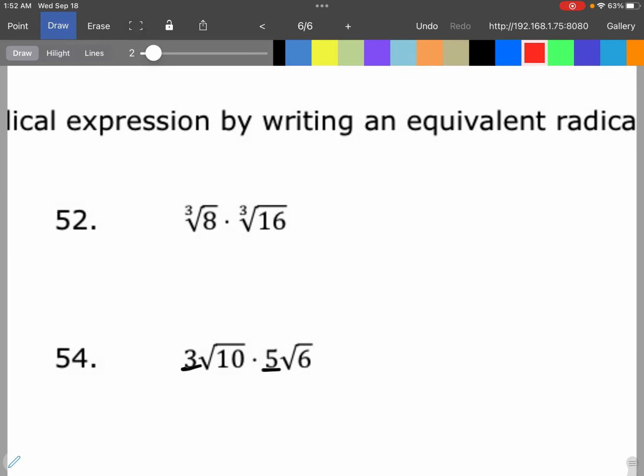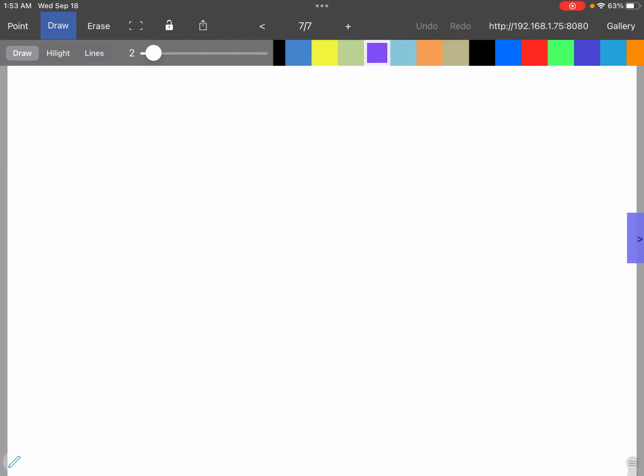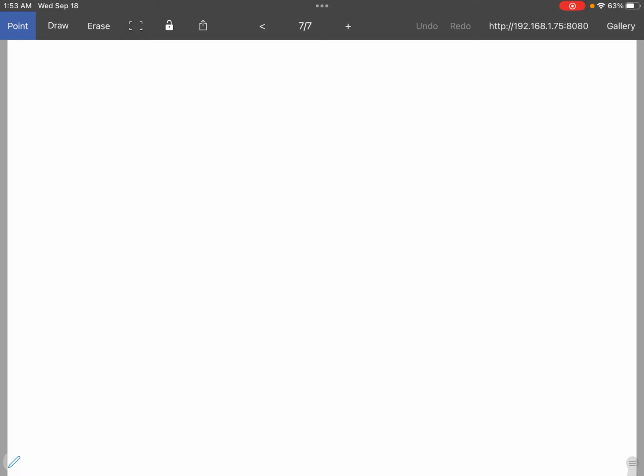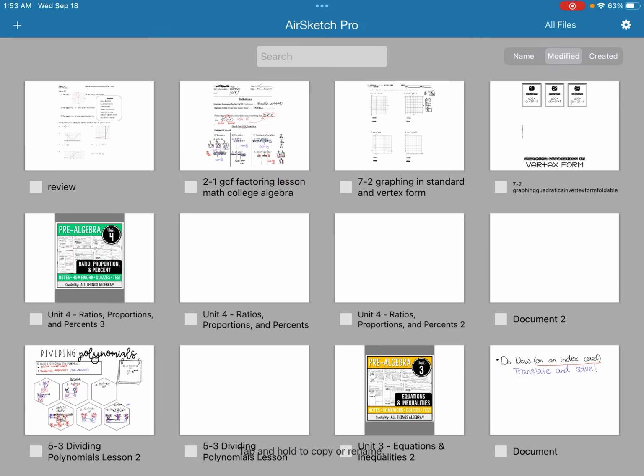Moving on right here. Cube. We got the cube root of 8 and the cube root of 16. If you know that these are perfect cubes, I happen to know the cube root of 8 is 2. I'm starting to get sleepy now. What happened to my work?